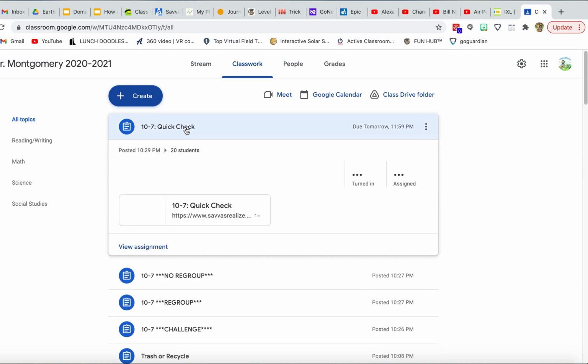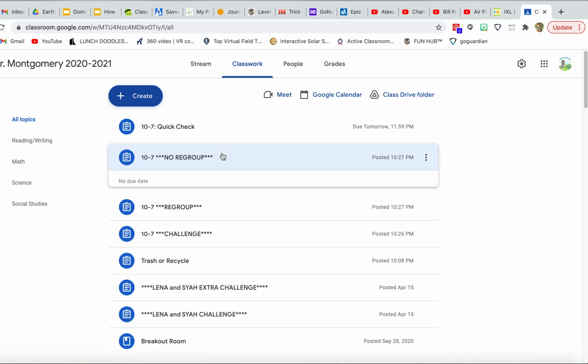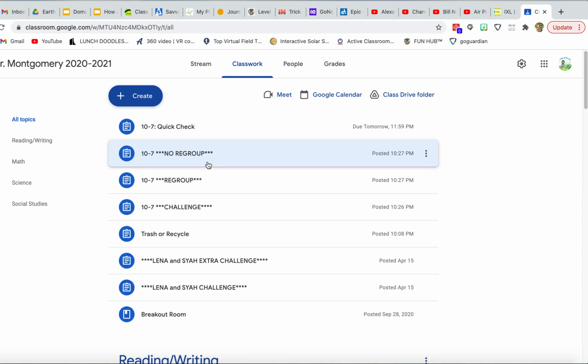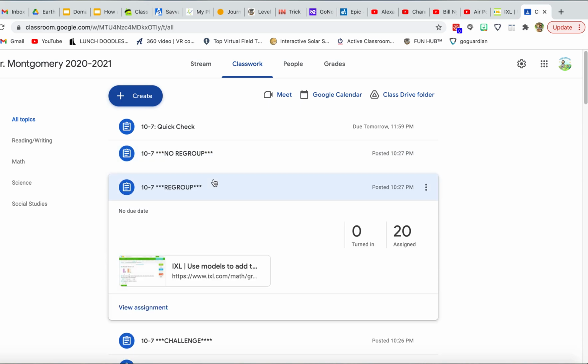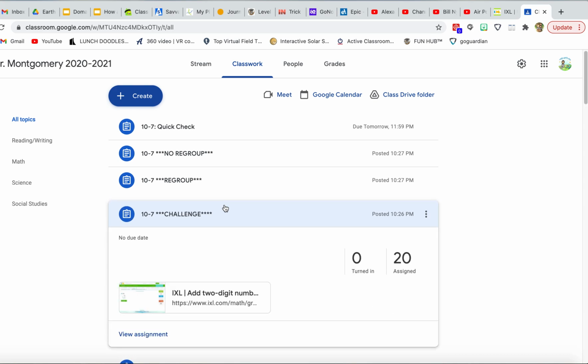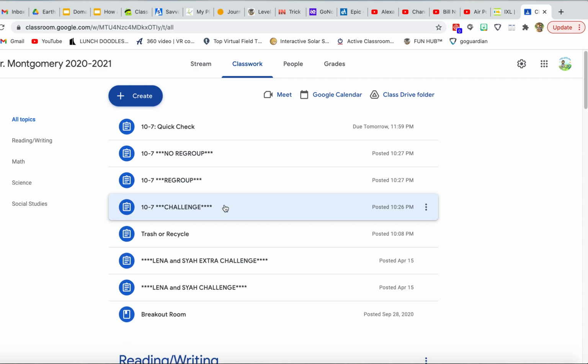So first is our 10-7 quick check on our SAVVAS site. Next, there is the same skill, but with no regrouping. No making a 10 out of ones. Then there is a version where there is regrouping. And then there is a challenge one that is a little different, where you still have to regroup and do all that stuff, but there is no picture to help you. So that's why it's a special challenge. So start at the top and work your way down to the bottom.